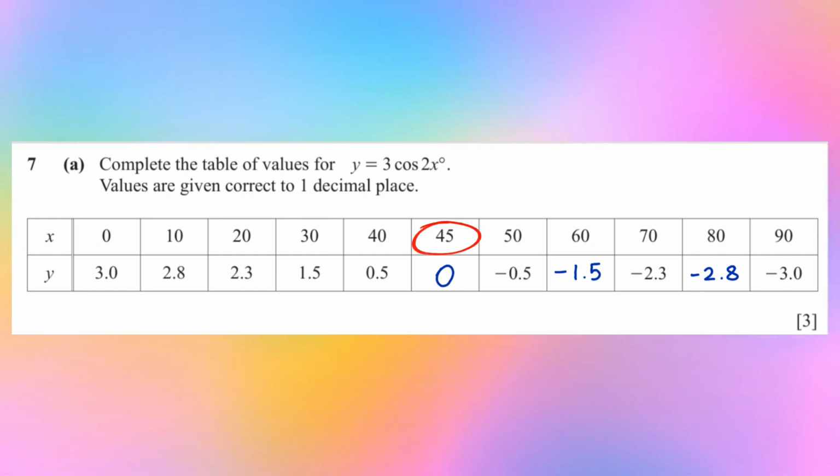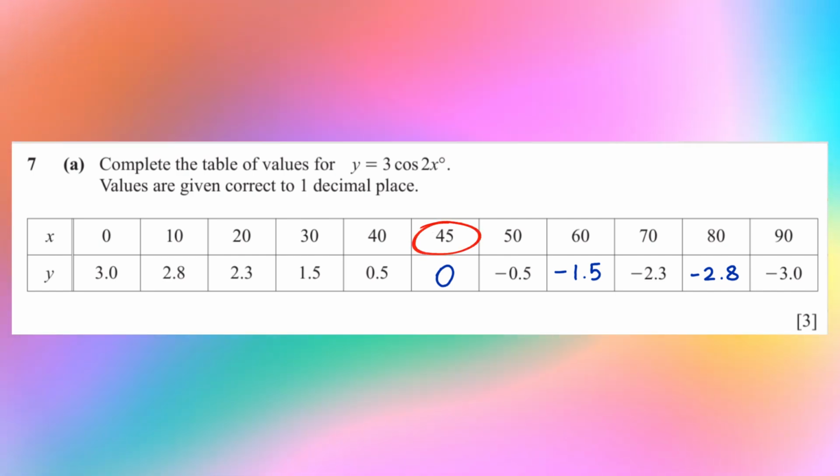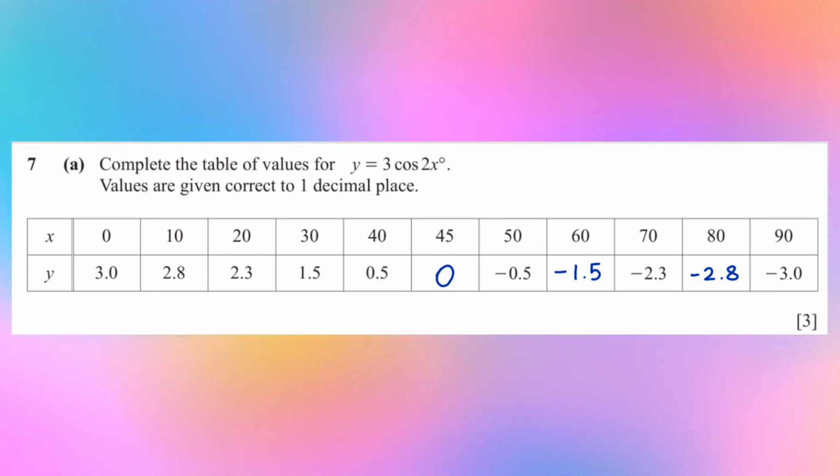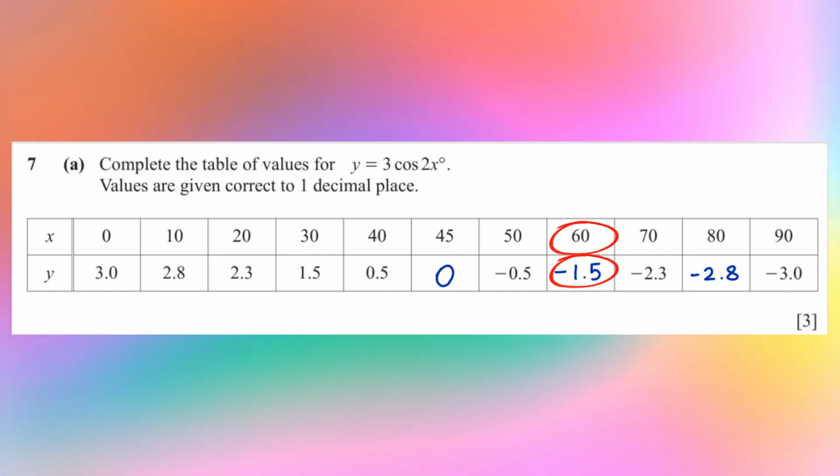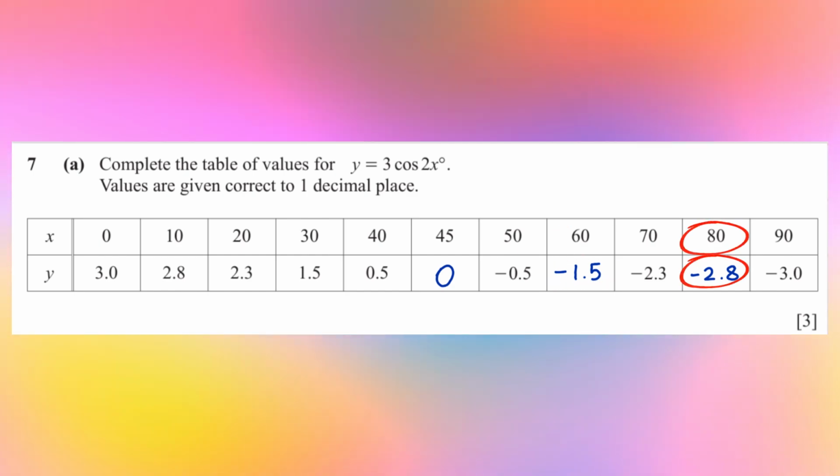For instance, if we are finding the y value for when x equals 45, enter 45 in the calculator for x. This, on the calculator, would be 3 multiplied by the cosine of 2 into 45. Then press the equals button to get the corresponding y value, which would be 0. We repeat this for all the missing y values. This gives us y equals 0 when x is 45, y equals minus 1.5 when x equals 60, and y equals minus 2.8 when x equals 80.